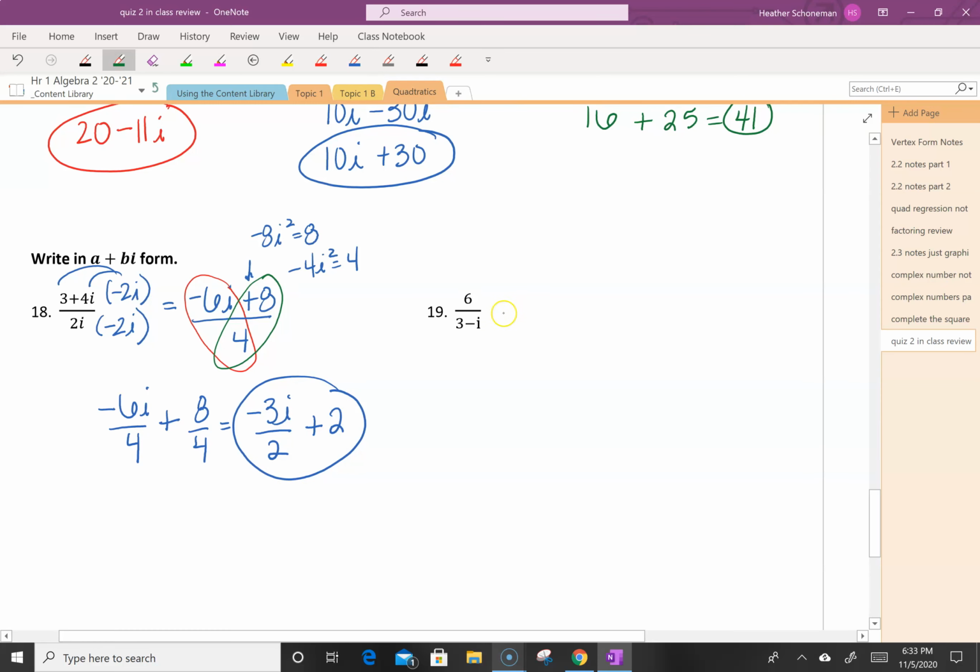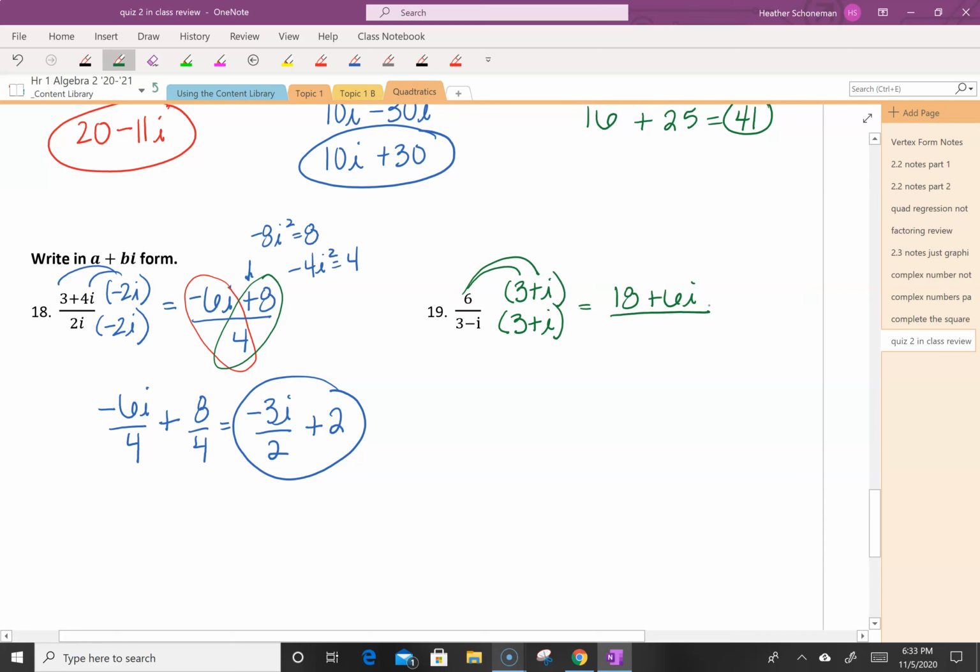One more. On number 19, to be able to write it into this a plus bi form, we need to multiply both the top and bottom by the conjugate of the bottom. So with the conjugate of the bottom, the real number is the same, and the imaginary is the opposite sign, so it's plus i. So whatever I do to the bottom, I have to do to the top to keep it equal. On the top, 6 times 3 is 18. 6 times i is 6i.